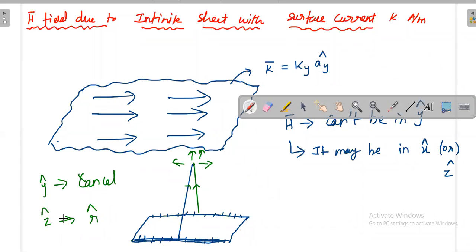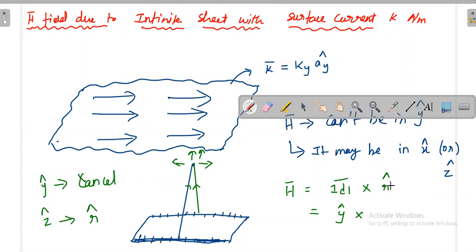Once you know the r cap direction, then what is the idea? From the Biot-Savart law, we have seen the direction of the magnetic field. The direction of the magnetic field is given by the current source direction and the direction of the r cap. Now, what is the direction of the current source? Very clearly, our current is flowing in the y cap direction.